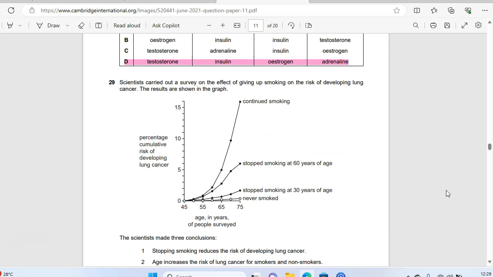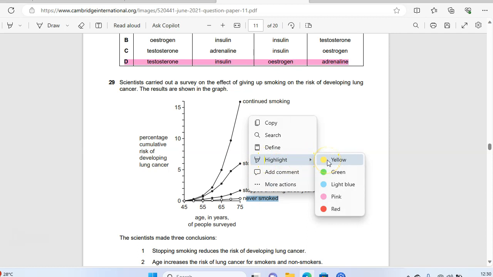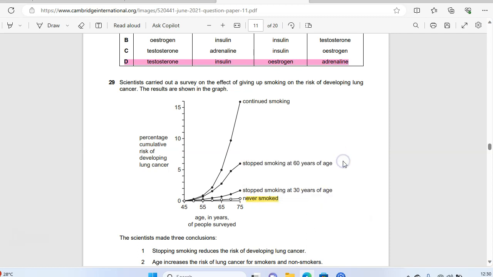Question number 29. Scientists carried out a survey on the effect of giving up smoking on the risk of developing lung cancer. The results are shown in this graph. On the y-axis, percentage cumulative risk of developing lung cancer, and age in years of people surveyed on the x-axis. Those who never smoked, their risk of developing lung cancer is very low. You can see this graph is very steady. It's just like a linear line.